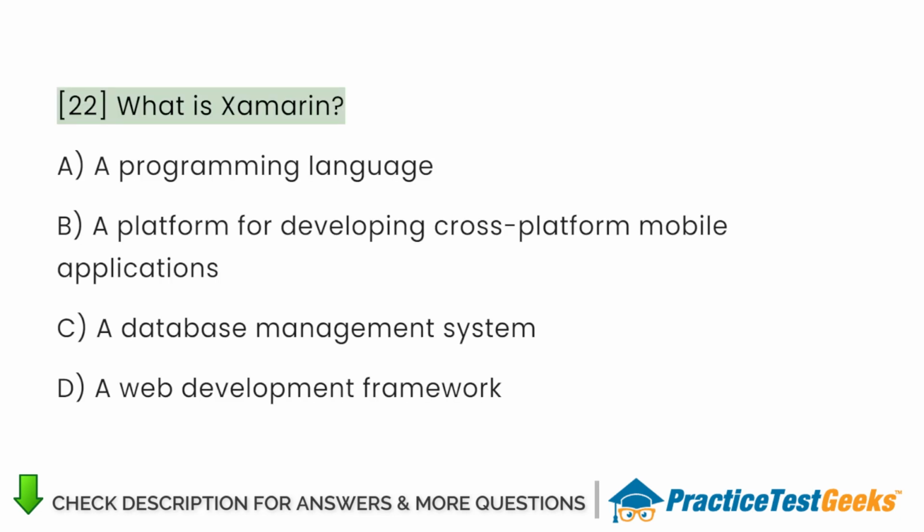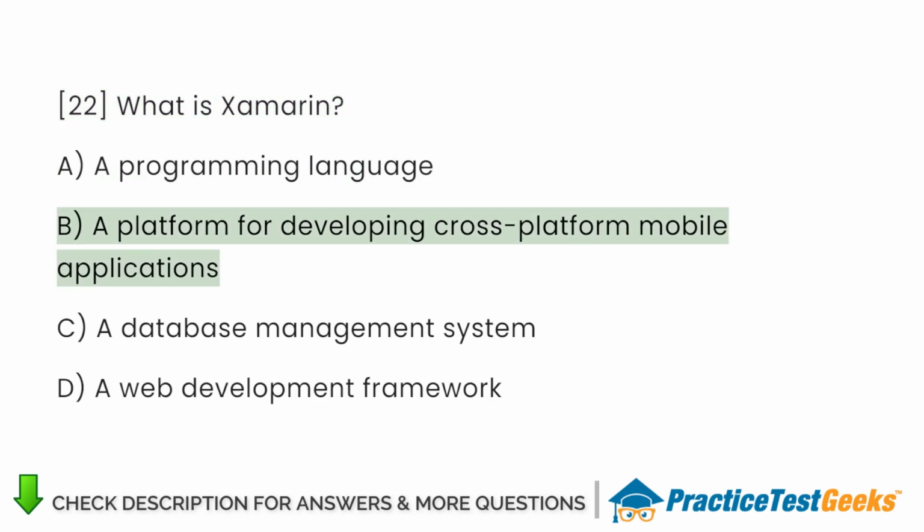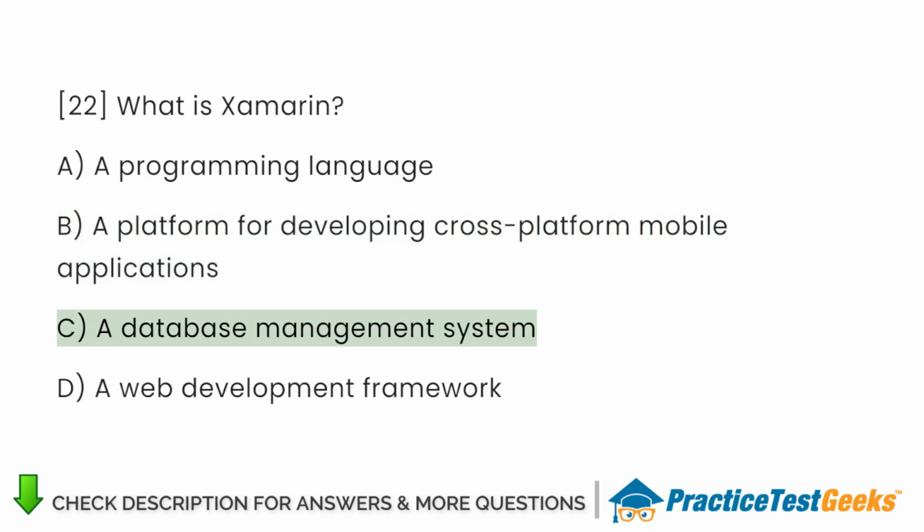What is Xamarin? A. A programming language. B. A platform for developing cross-platform mobile applications. C. A database management system. D. A web development framework.